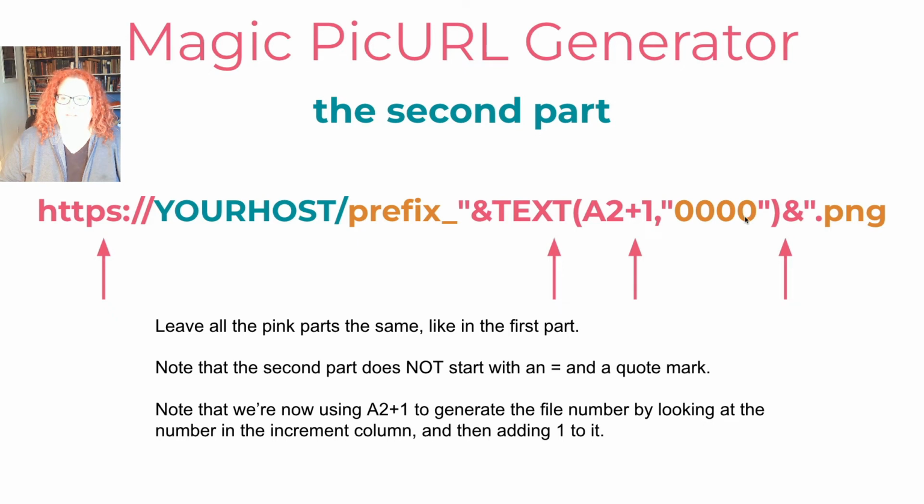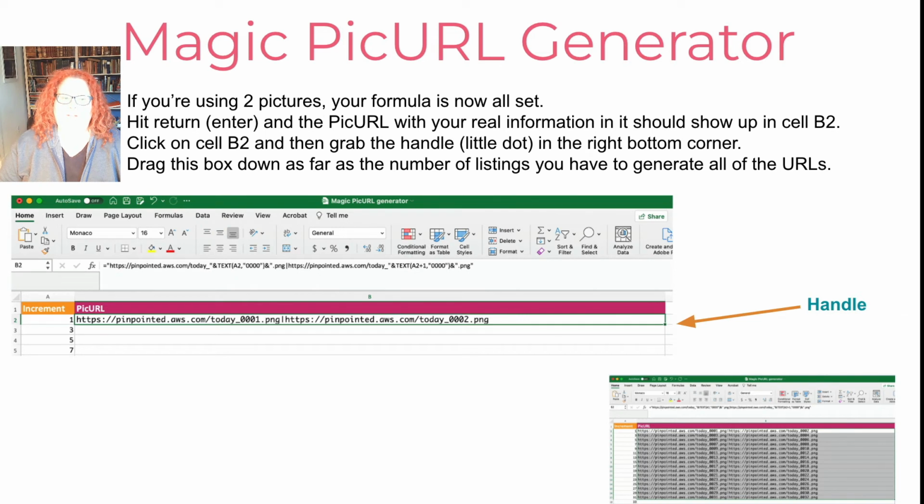So everything else do the same way as we did in the first part. You change your URL here. If you have a prefix, you put it in, or you can delete the word prefix underscore. And if you're using a JPEG, change PNG to JPEG. Basically, you can copy this part and just fix this up. And then what you do, if you're using 2 pictures, you're all set now.